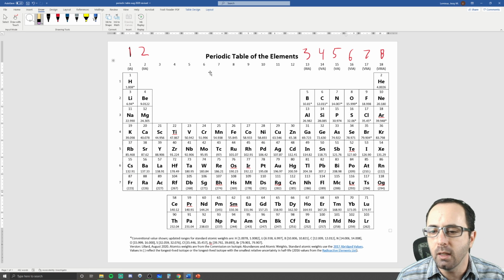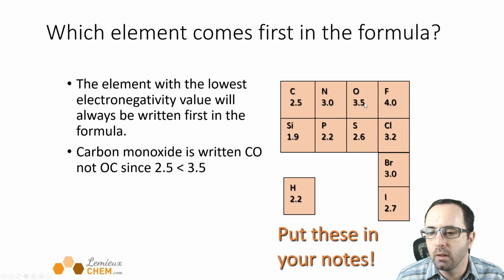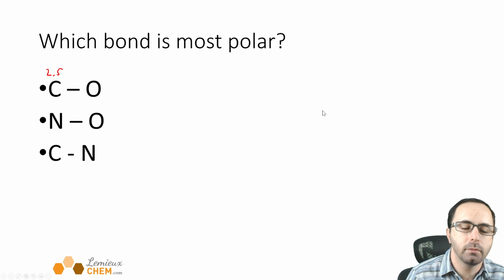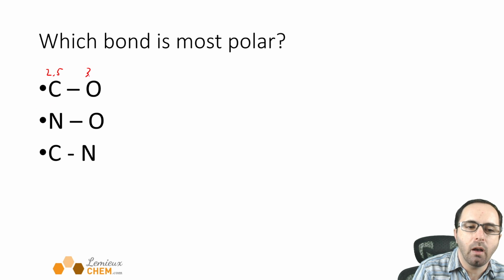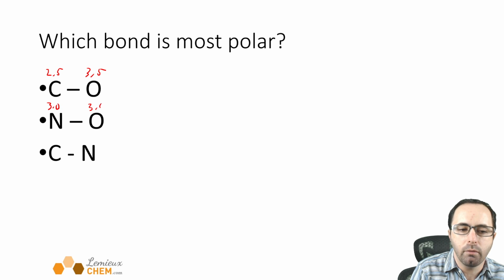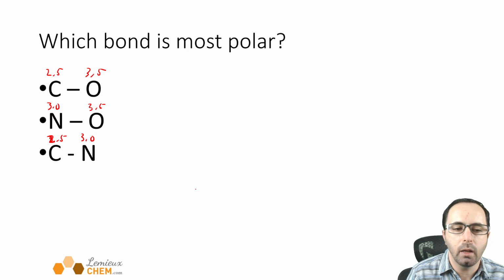And for oxygen, it is 3.5. And for nitrogen, it is 3.0. 3.5 for oxygen, 3.0 for nitrogen. 0.5 for oxygen, 2.5 for carbon, and 3.0 for nitrogen.